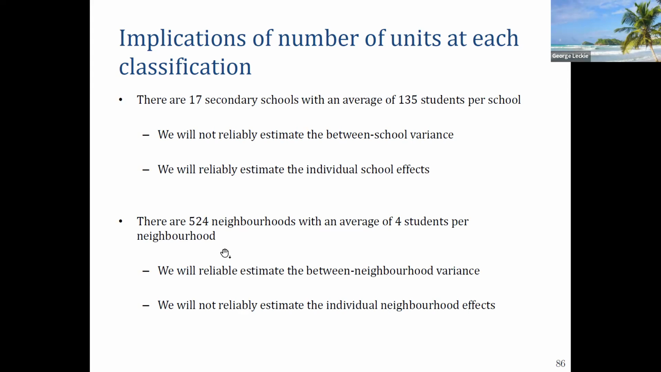Neighborhoods are the other way around. With 524 neighborhoods, wow, huge sample size, I've got a really precise between neighborhood variance. I can really describe inequalities in my study, but I make terrible predictions for any specific neighborhood because I've only got 1, 2, 3, 4 data points. Okay, so there are different implications going on.